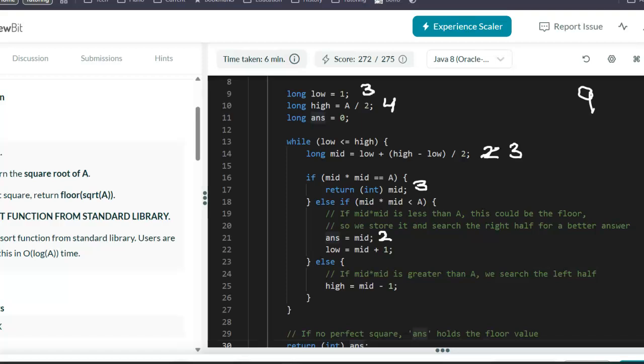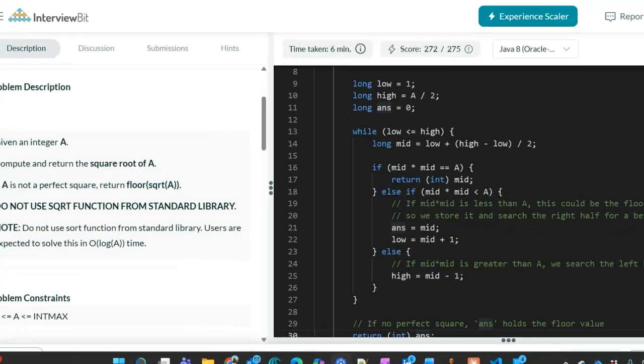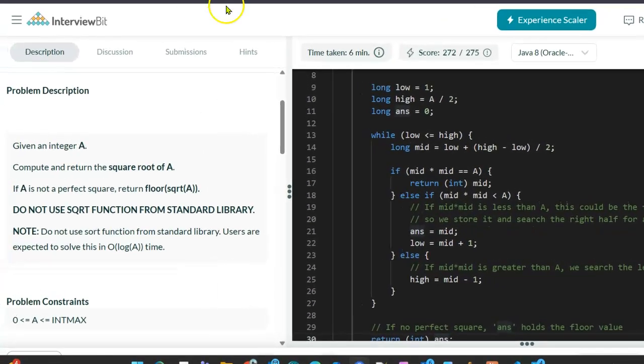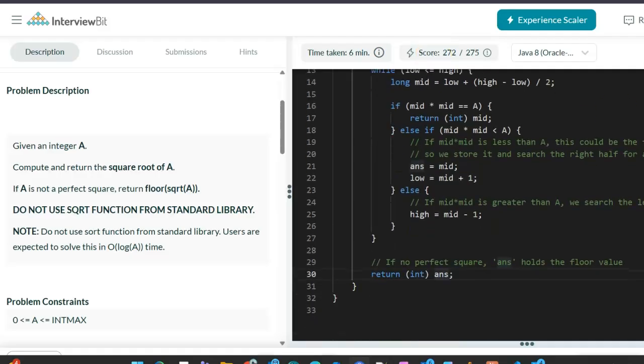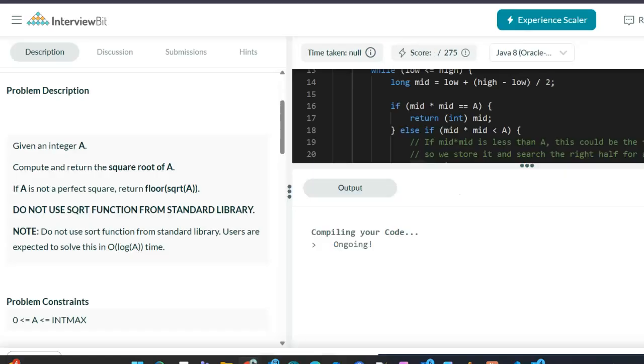So let's get rid of some of the notations here, and where is the submit here? My taskbar is blocking it.